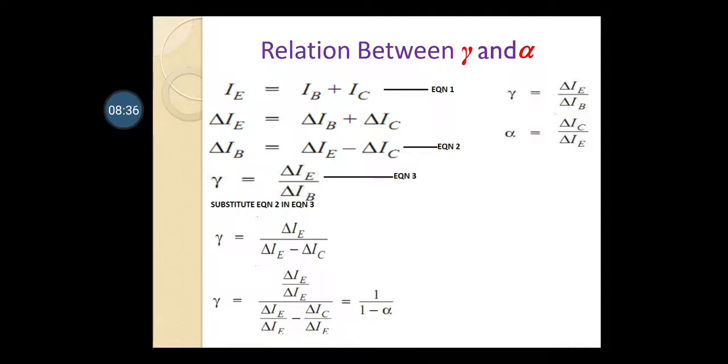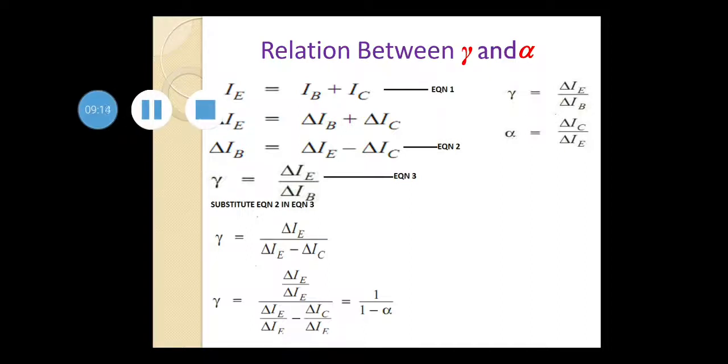After writing this, you are going to substitute the del IB value which you have taken out in equation 2 into equation number 3. So del IE upon del IB is gamma. Instead of del IB, you substitute del IE minus del IC, and then you divide numerator and denominator both by del IE. When you do this, you get 1 upon 1 minus alpha. So gamma is equal to 1 upon 1 minus alpha. This is the relation between alpha and gamma.